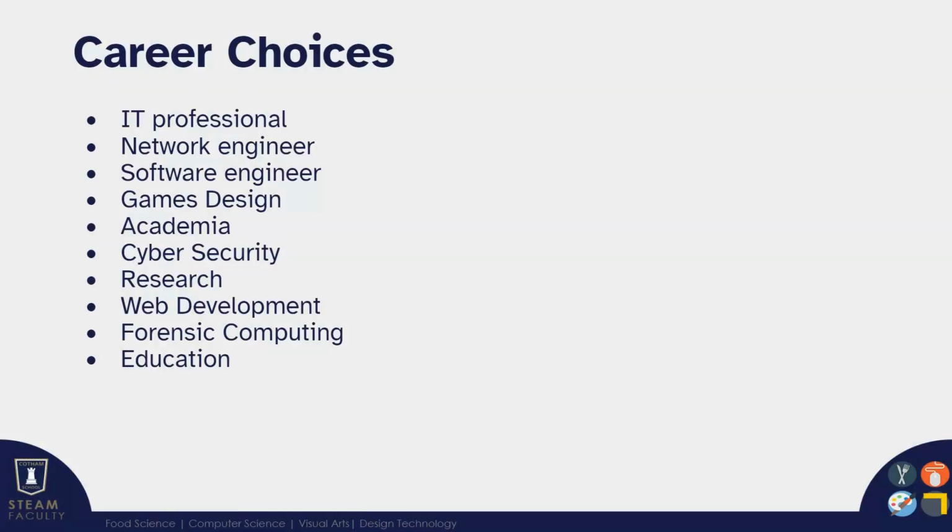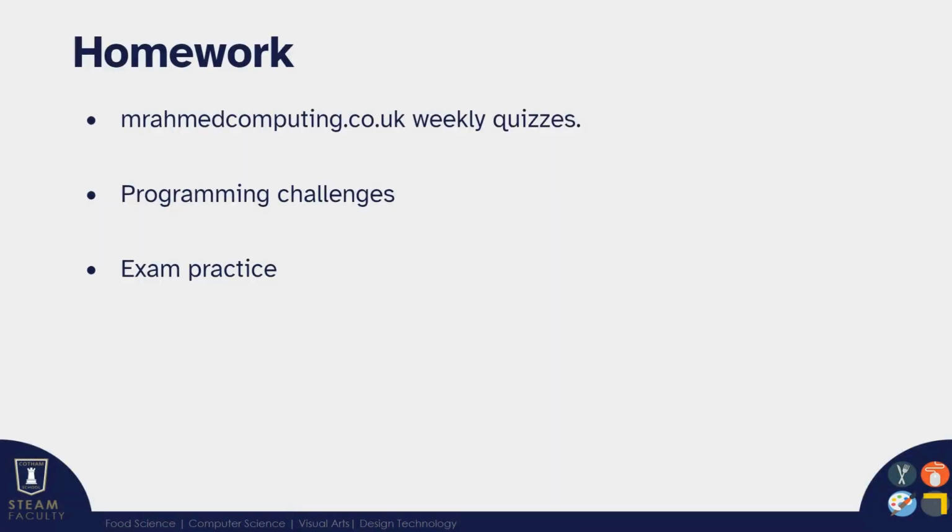In terms of career choices, there's loads. You can look at IT professionals, network engineers, software engineers, game design, academia, cybersecurity, research, web development, forensic computing, education. There are lots and lots of future pathways that you can take with computer science. It is not just a person in an office hacking away at code all day.